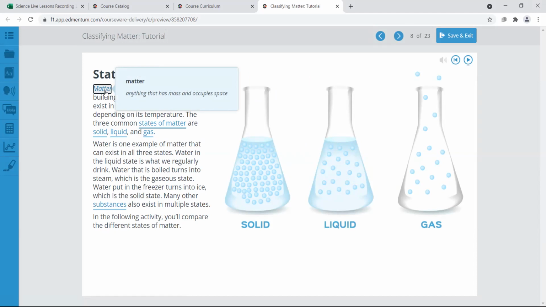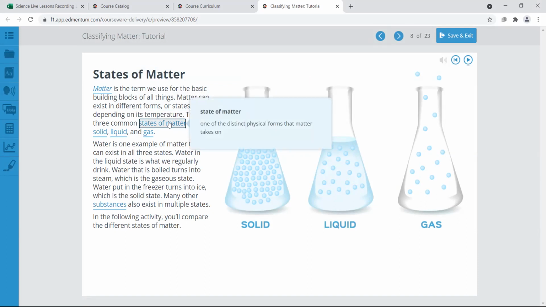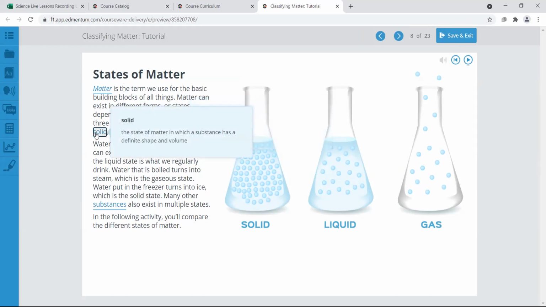Matter is anything that has mass and occupies space. So states of matter, one of the distinctive physical forms that matter takes on. So solid, liquid, gas, as you see in these beakers. A solid is the state in which it has a definite shape and volume. The best example I like to use is an ice cube. I use water too. So an ice cube is typically a square or a rectangle, and it has a very solid, definite shape.